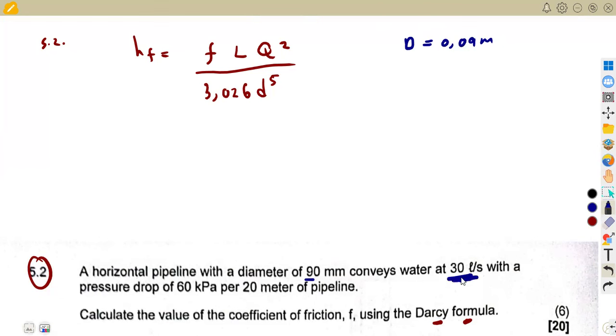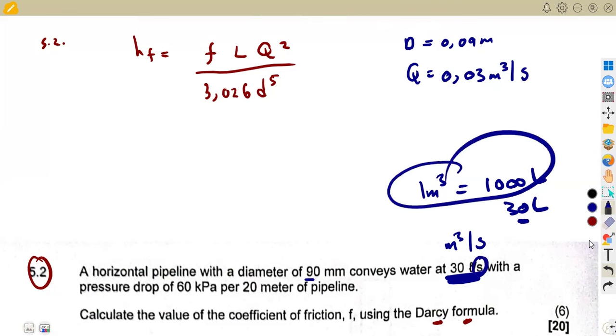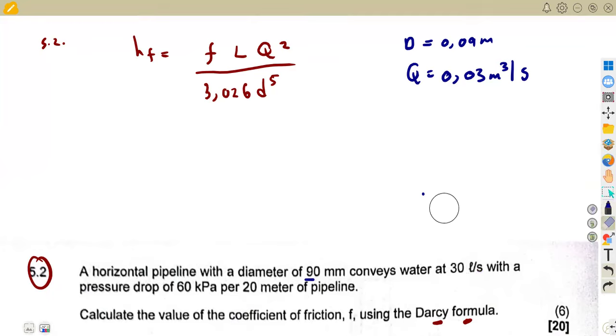The delivery is it conveys 30 liters per second. But this is supposed to be cubic meters per second, as I talked about before. Remember that a cubic meter is equivalent to 1,000 liters. As we've got 30 liters, we divide by 1,000. So our delivery will be 0.03 cubic meters per second. It's already per second, so the time is fine. You just work with the liters and the cubic meters.